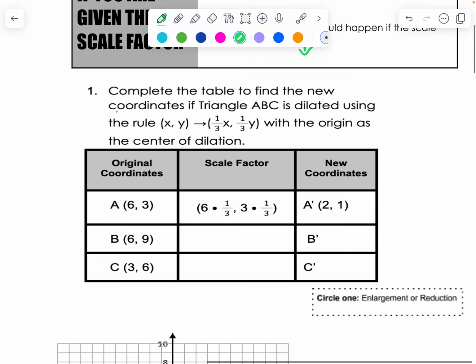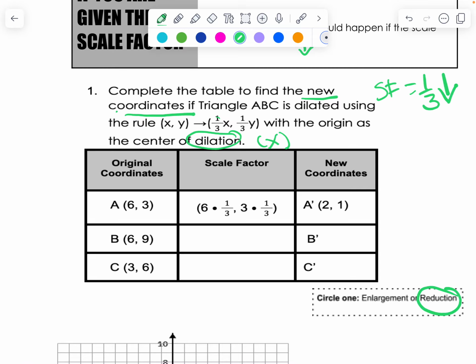Okay, so example 1, we're going to complete this table by finding the new coordinate place. So anytime you see the word dilations, you're always going to multiply by the scale factor. And they gave you your scale factor. My scale factor is 1/3. That's like 33 cents. So the next thing you're going to do is ask yourself, is this going to become larger or smaller? Because it's smaller than 1, it's going to be a reduction.